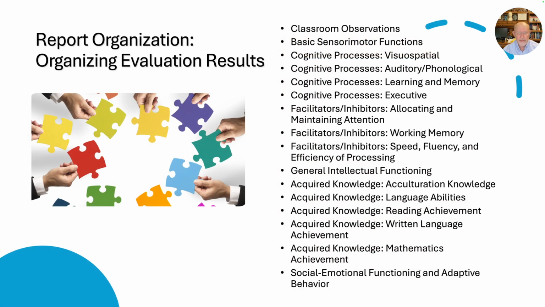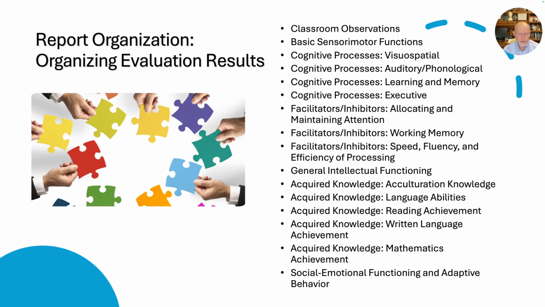These are the ways that you would report things out in the PsychWriterPro when you have the test results that are entered into the program. You start out with classroom observations, then any tests that you have that are related to basic sensory motor functions. Then you've got the cognitive processes, the facilitators, inhibitors, the general intellectual functioning, acquired knowledge, and then social emotional functioning. Then you have an overall summary of the report.